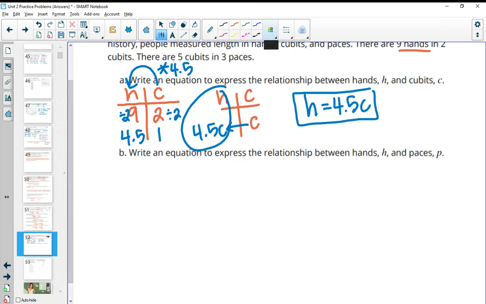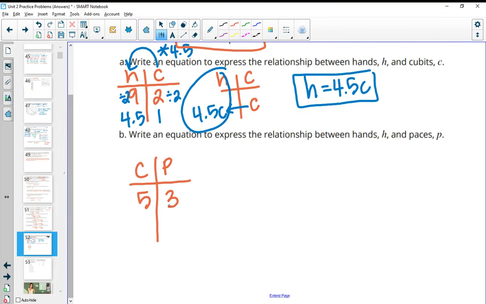So now in this next one, we are looking at the relationship between hands and paces. So the connection here was they gave us cubits to paces. So let me first get cubits to paces. So that was 5 to 3. And so I want to get down to how do I go from paces to cubits? So if I take here and I divide by 3 so I can get down to 1, then 1 pace equals 5 divided by 3 cubits. So then we can see that in order to get here, we multiply by 5/3.